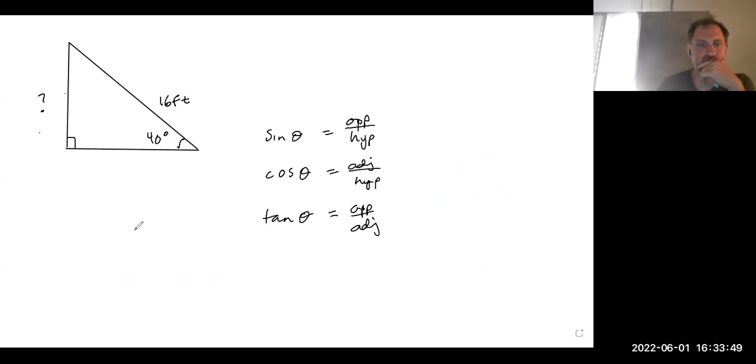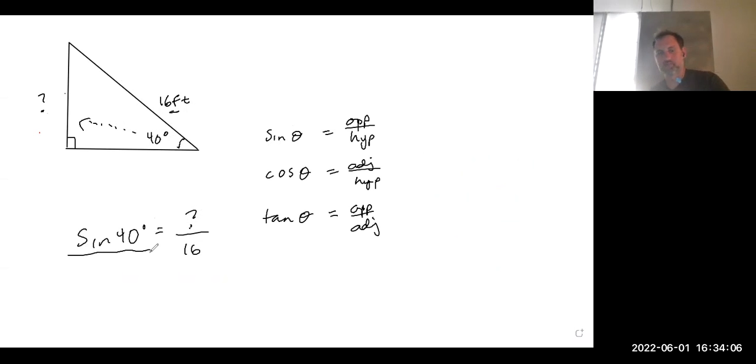Okay, so it's sine because if I stand at the 40 degrees and I look across, that's the opposite side and I have the hypotenuse. So sine 40 degrees equals x over 16, right? Now this is a number. So if I go to my calculator and say, hey, calculator, what's sine 40? And I press enter, I get 0.643. I'll just go to the thousandths place here. Equals x over 16. Call this x instead of question mark.